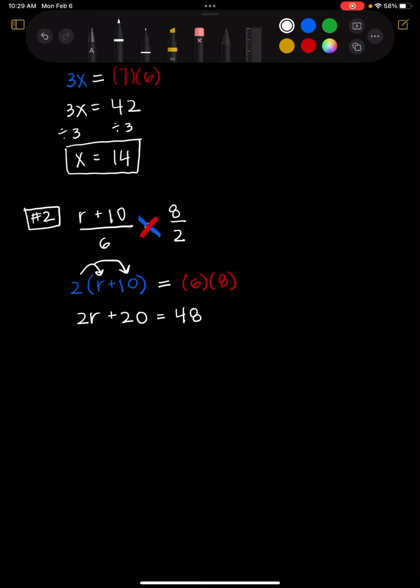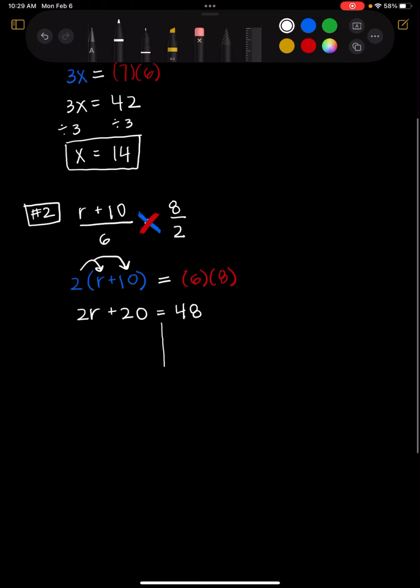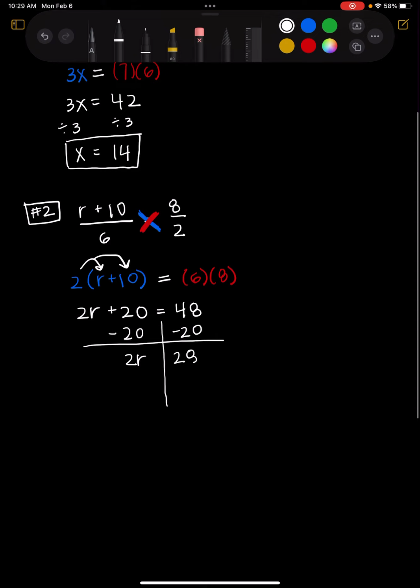Okay, now, once again, we're just going to solve an equation like normal. We want to solve this for r, which means that we need to move the 2 and the 20. The first thing we're going to do is move the 20, and the way we move it is by subtracting it from each side because it's adding right now, so we do the opposite to get rid of it by subtracting. The 20's cancel out on the left side, and we're left with just 2r. Then on the right side, we have 48 minus 20, which gives me 28.